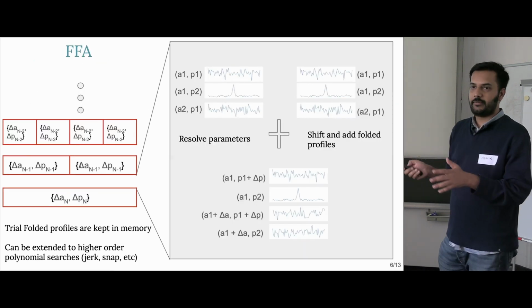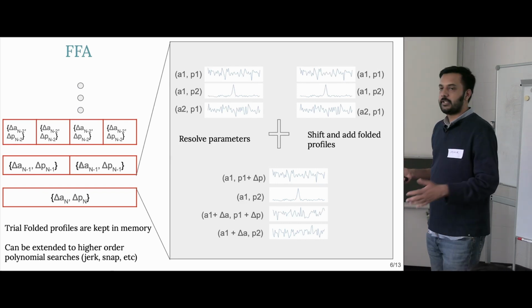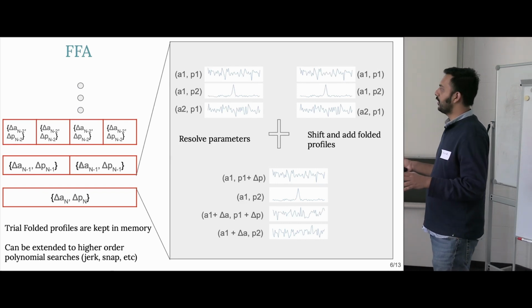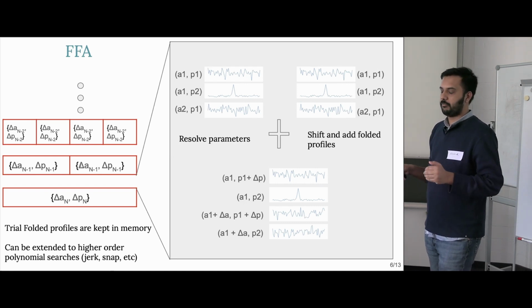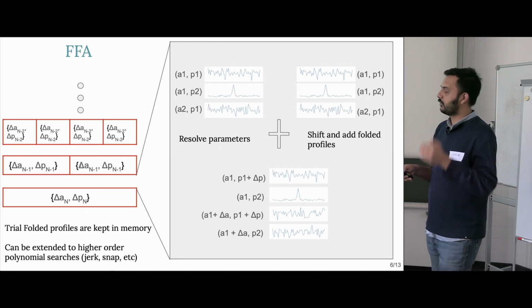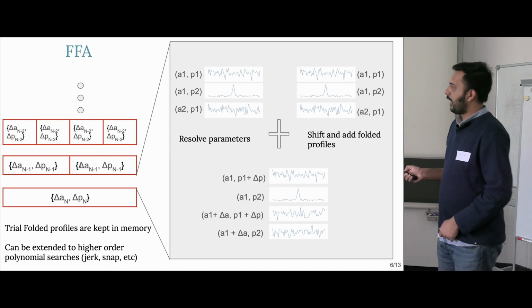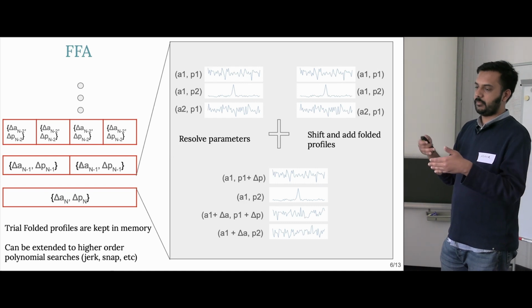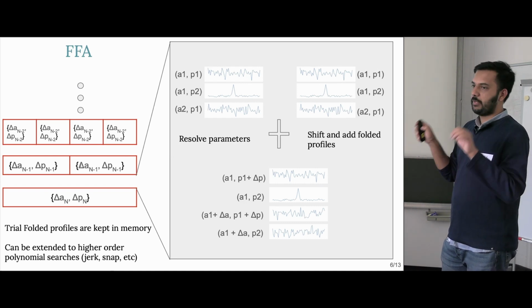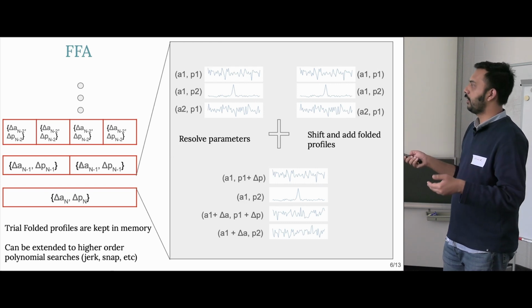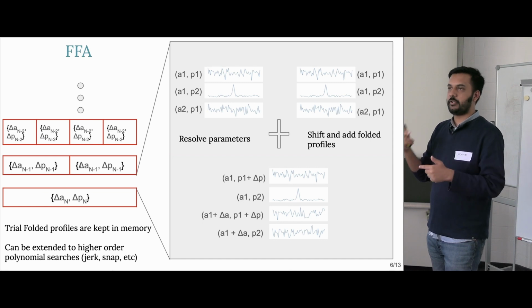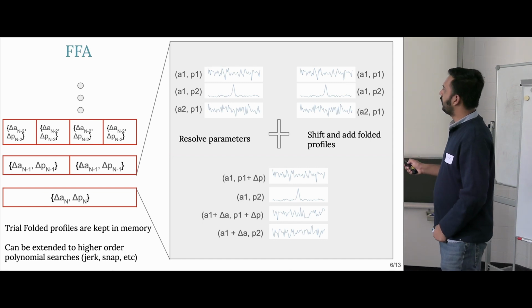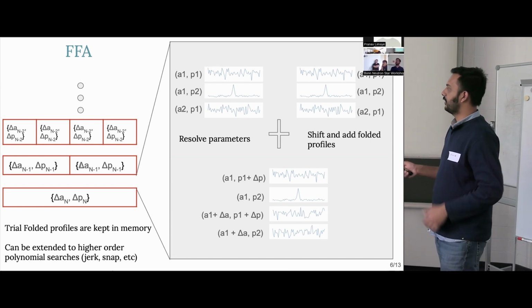Just to give a brief intro about FFA: FFA is the fast folding algorithm. We divide our data into small segments. Let's say we have 2 segments. We coherently search each segment and form folded profiles for all the options that are possible, and then we combine these 2 segments to form folded profiles for the combined segment by using the folded profiles that we already have in memory. So we don't need to compute another set of folded profiles. We just use the folded profiles from the previous iteration. That's how we can get the folded profiles for the entire segment length in an optimal way.